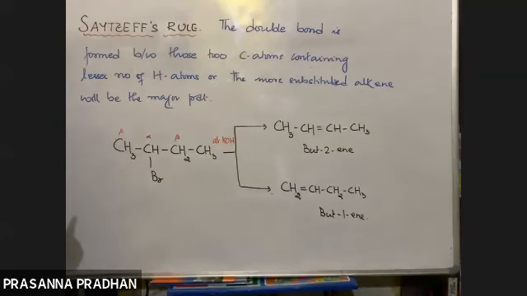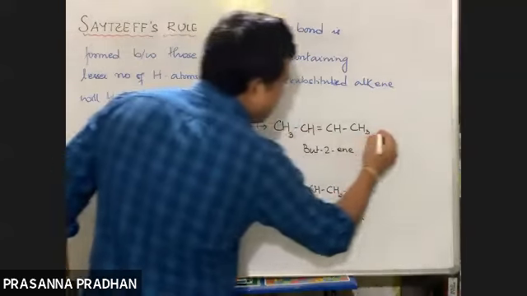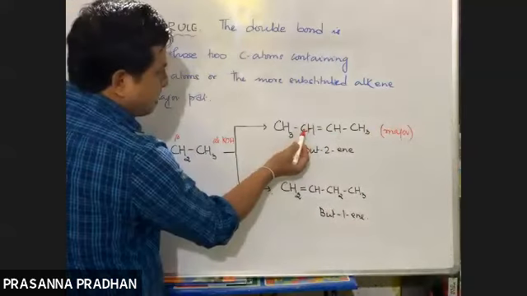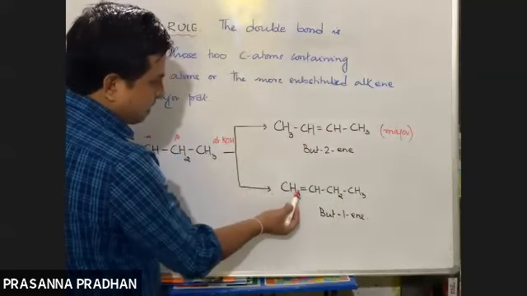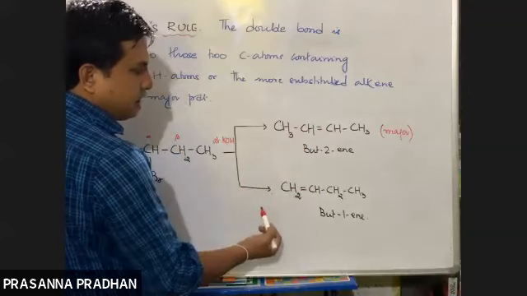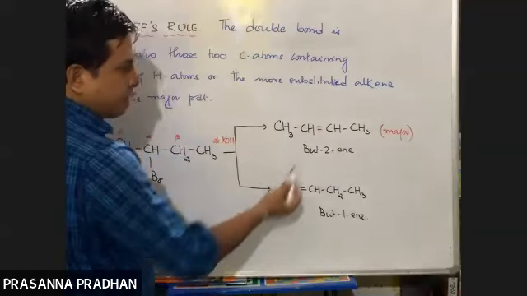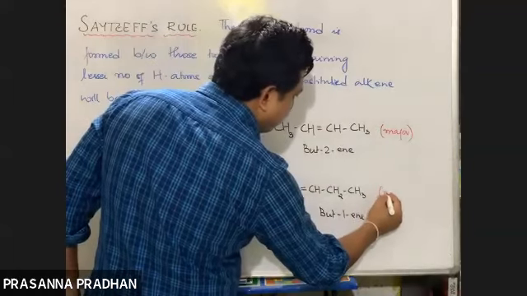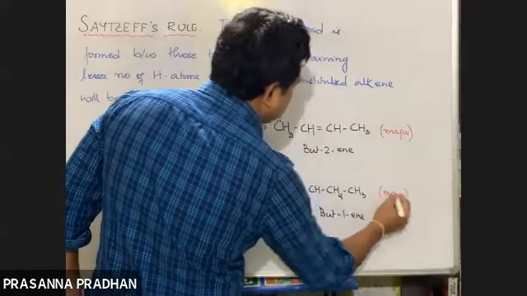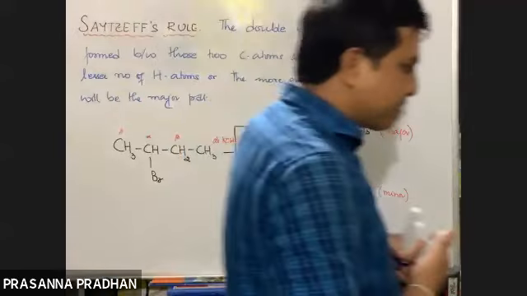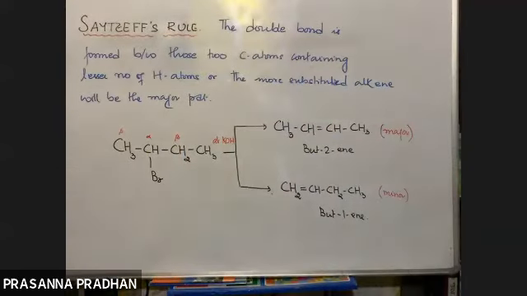So out of these two products, which will be the major product? This is going to be a major product. Double bond contains how many hydrogen? 2. Double bond contains how many hydrogen? 3. So double bond should be formed between those two carbon atoms containing lesser number of hydrogen. This should be the major product and this will be the minor product. So this is what is known as Saytzeff's rule. If you are confused as to which one will be the major product, you just have to follow this rule, Saytzeff rule.